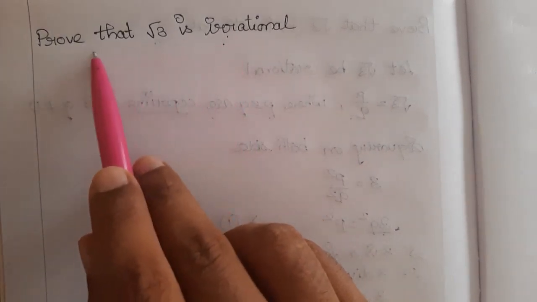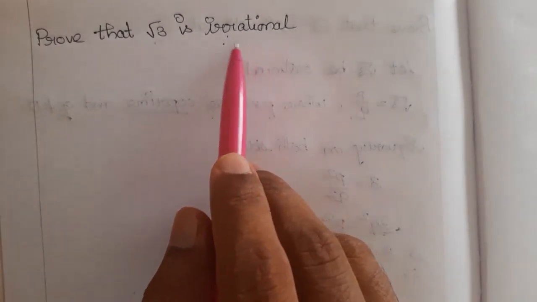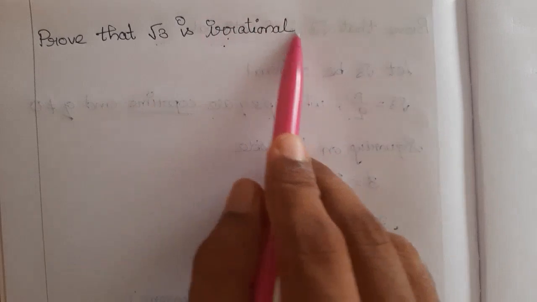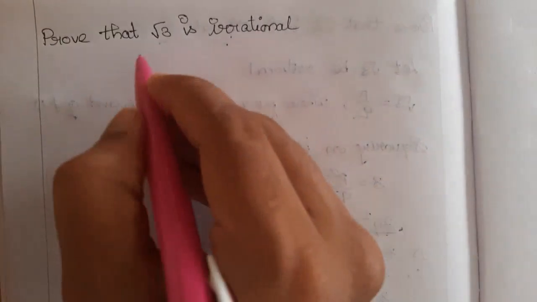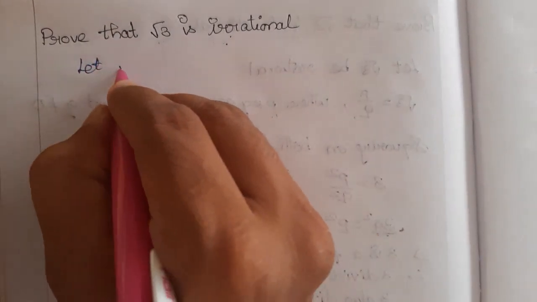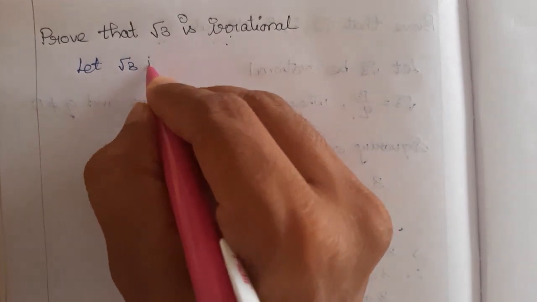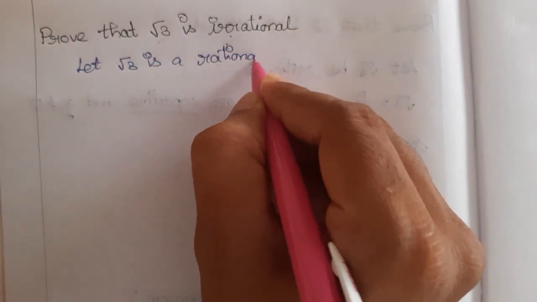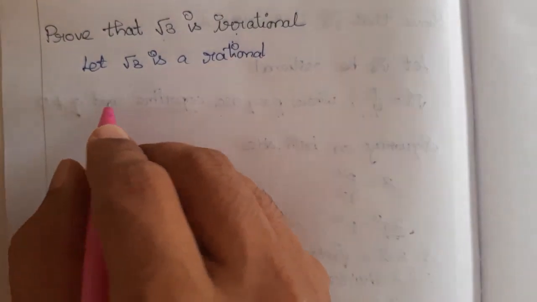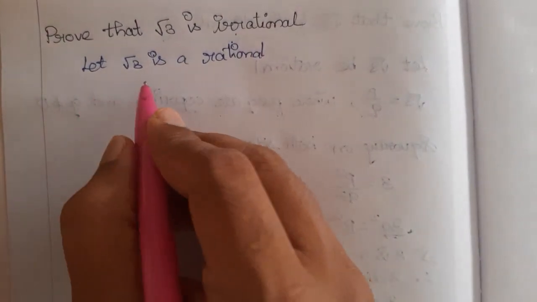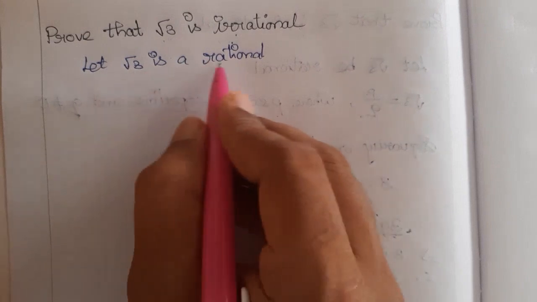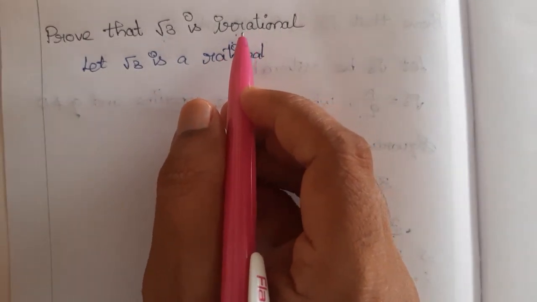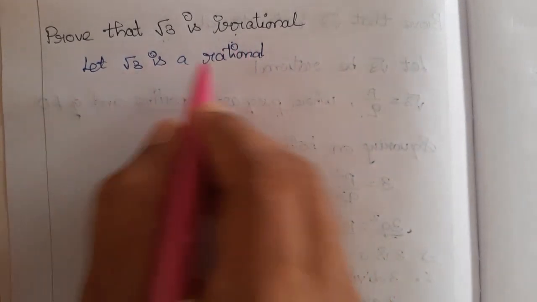So here, the given is to prove that root 3 is irrational. So we consider it's not irrational, it's false. Then what should it be? It should be rational, right? Let root 3 be rational. If it is rational, then it should satisfy the condition of rational, right? We are trying to prove that root 3 satisfies the condition of rational. If it does not satisfy, the given statement will be right. So what is the condition for rational?